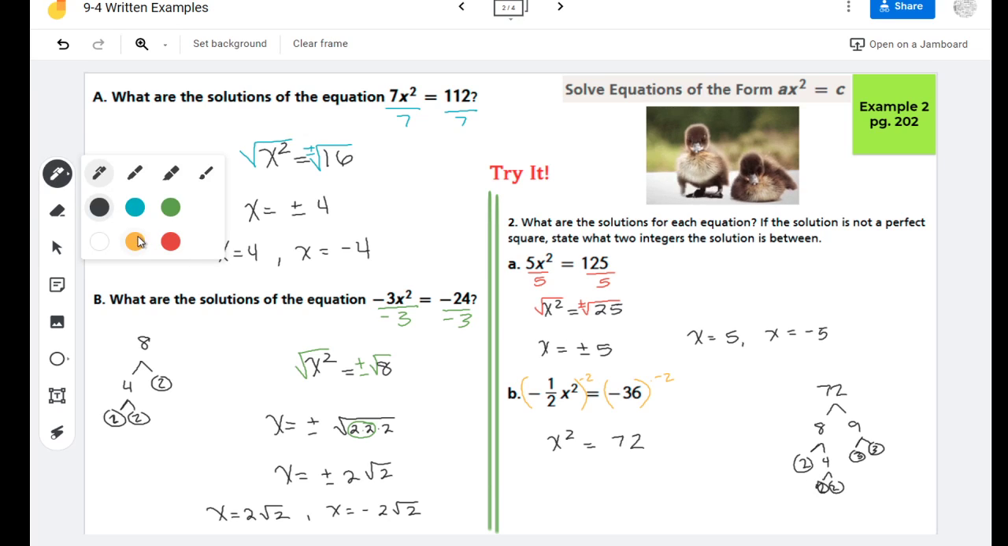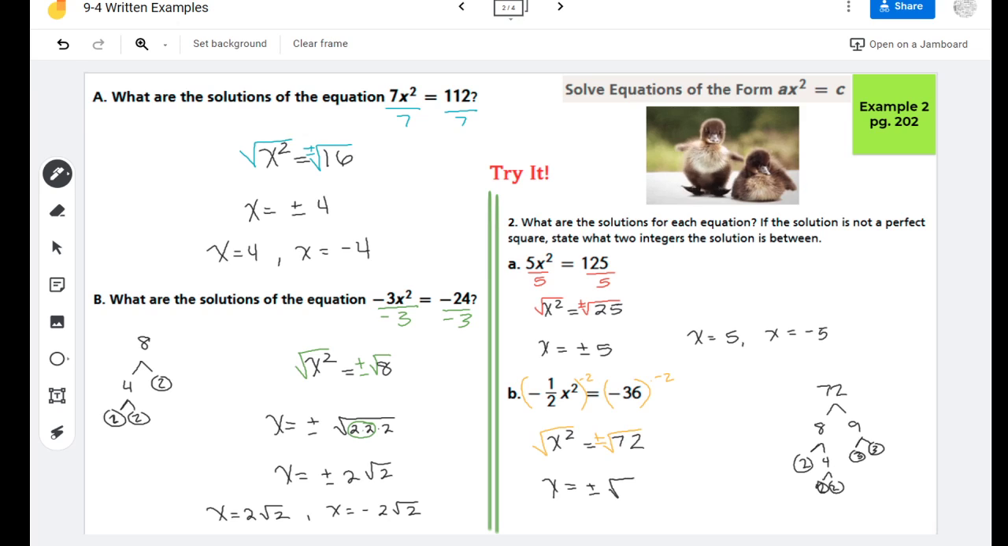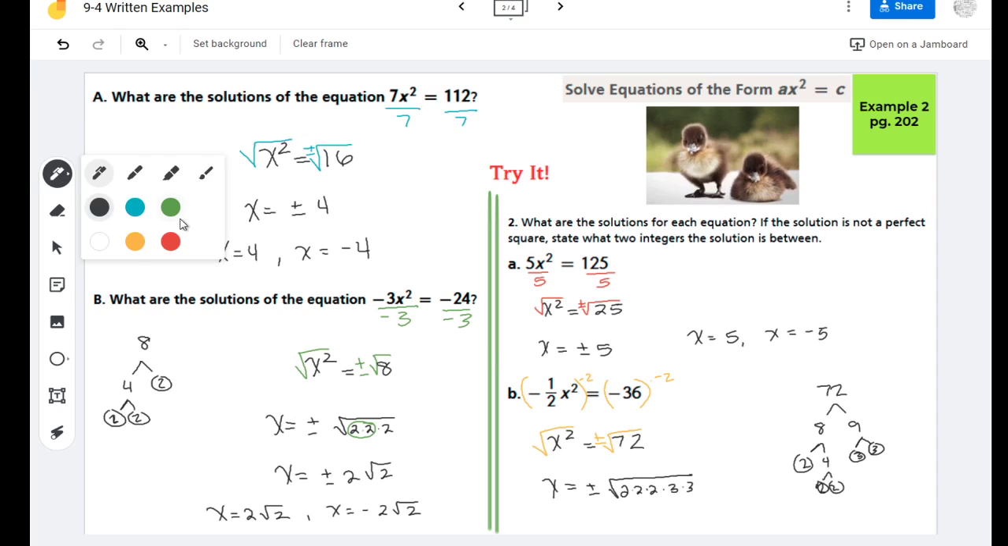Okay, so now we're ready to take that square root. Now don't forget, if ever you take a square root to get rid of a square, you always put a plus or minus. So I have x equals the positive or negative, and then the square root of 2 times 2 times 2 times 3 times 3. And so now I'm looking for those pairs. So I see a pair of 2's and I see a pair of 3's. So I'm going to have a 2 and a 3 that come out.